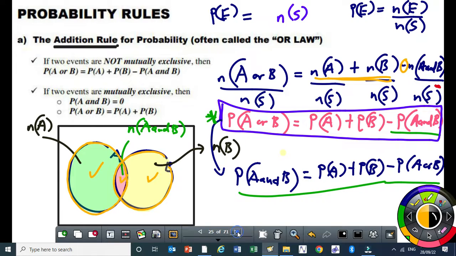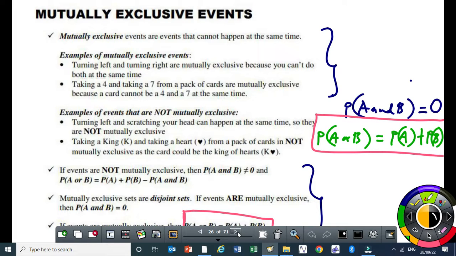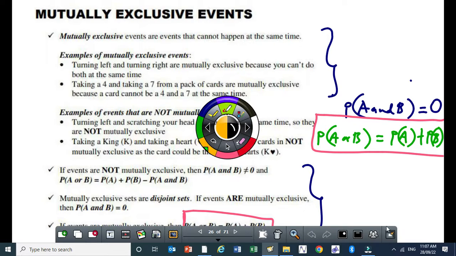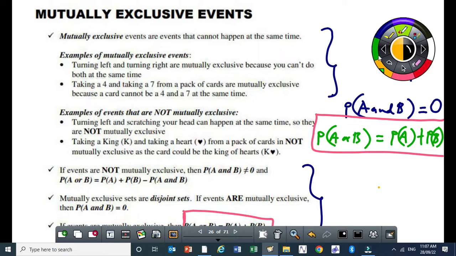Alright, okay, so let's move on. The next aspect is called mutually exclusive events. Since I've introduced the addition rule, it's important for you to know that there's a relationship between the addition rule and mutually exclusive events. I'm going to clarify the similarities and the differences just now. Going forward, you are expected to know what mutually exclusive events are. Two events are mutually exclusive if they cannot occur at the same time.